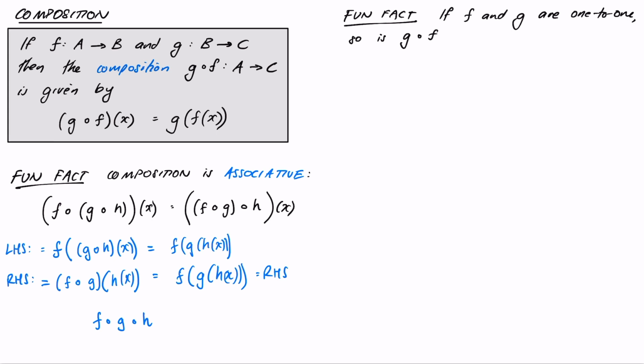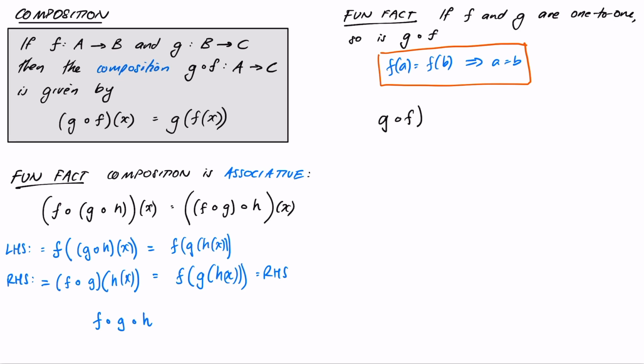Okay, so fun fact number 2 is that if f and g are both one-to-one functions, then so is the composition. Okay, how does that work? So remember, if a function is one-to-one, it means that f of a equals f of b implies a equals b. So that's the fact that we want to make use of for this one-to-one function thing. Okay, so that means we're saying that if g composed with f, that's the function that we want to establish is one-to-one.